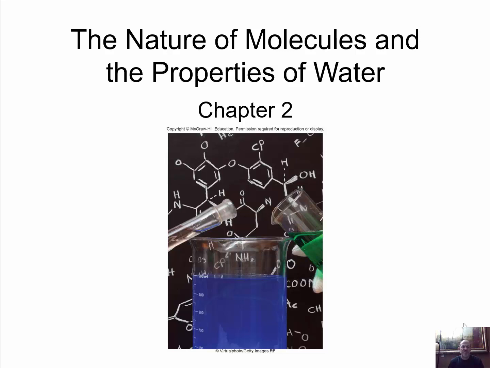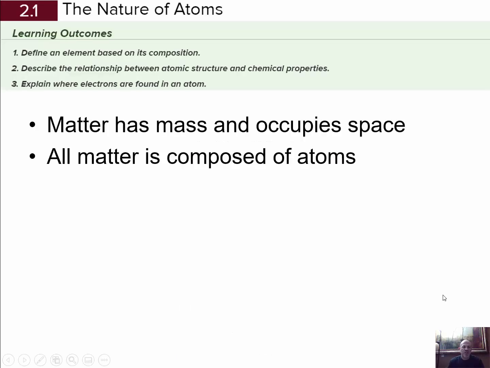This chapter covers basic chemistry. It's titled The Nature of Molecules and the Properties of Water. So your learning objectives for this first section are to define an element based on its composition, to describe the relationship between atomic structure and chemical properties, and to explain where electrons are found in an atom.